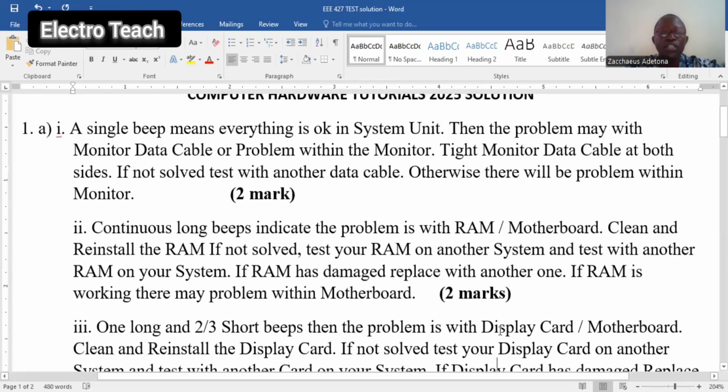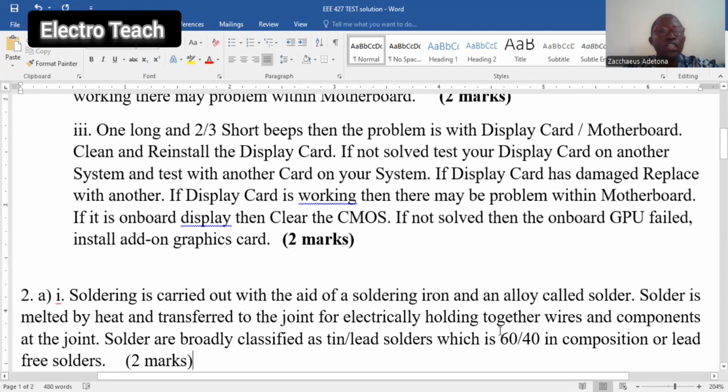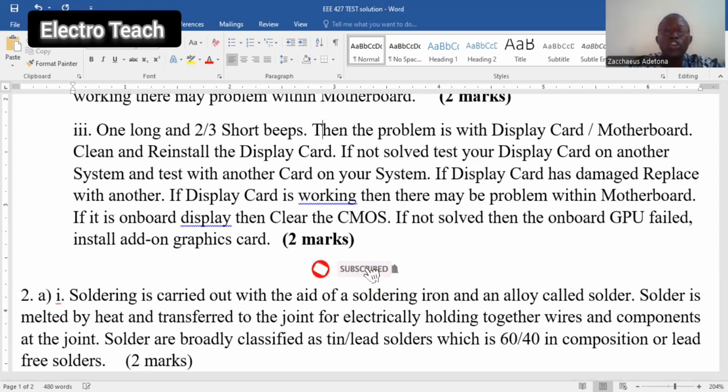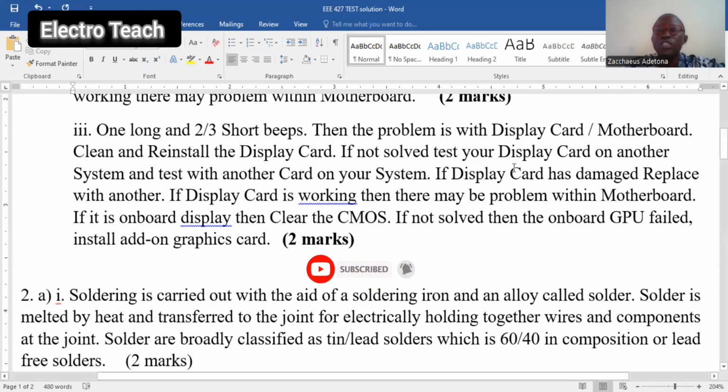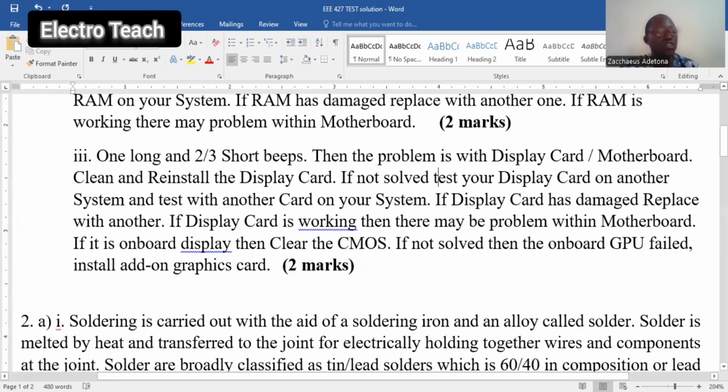Now let's look at the third beep, which is a complex one: one long and 2 or 3 short beeps. If you have one long, then 2 or 3 short beeps, the problem is within the display card of the system, or perhaps the motherboard. So how do we clear this?